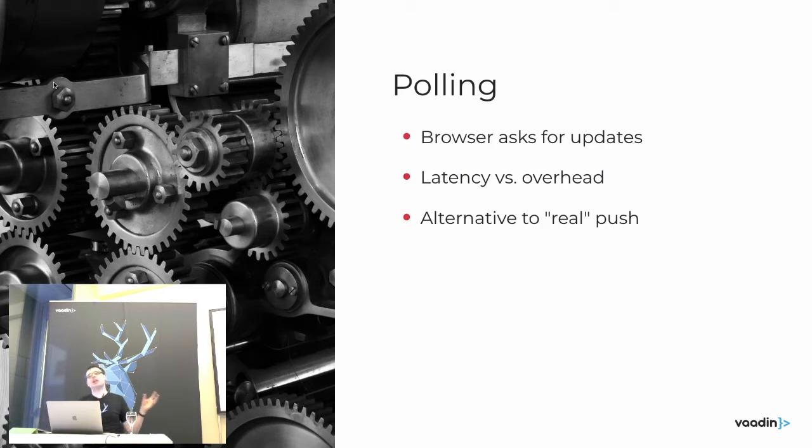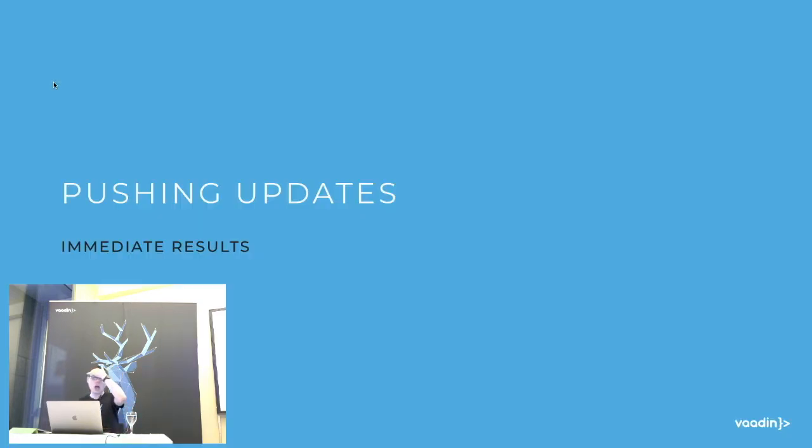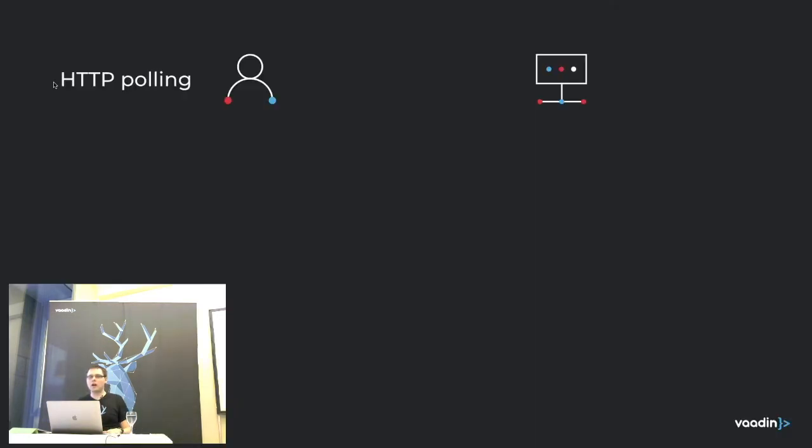Sometimes you want to do things in a completely different way. Instead of having the browser ask like, what's up, what's up, what's up, you could also have the server say, hey, now there's something for you, without having to poll for it. So then we come to pushing out updates instead. In that way, the user can see the results immediately when they happen instead of after the next poll interval. To see how that works, we need to look again at what goes on over the network.